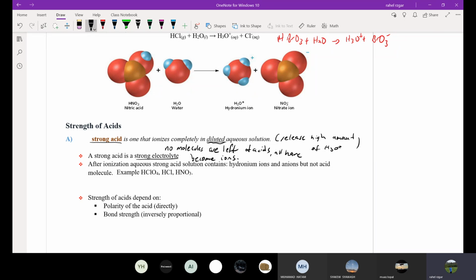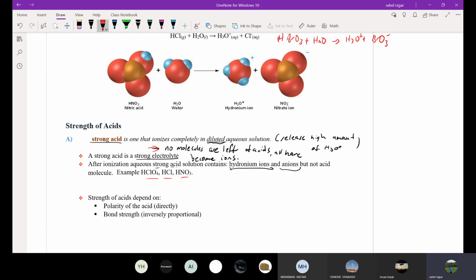The same note: after ionization, an aqueous strong acid solution contains hydronium ion and anions, that's it, but not acid molecules. See, the same as this rule or this note: no molecules are left of acids, all have become ions, such as HClO4, HCl, HNO3. I'm going to teach you how to recognize strong acids and weak acids, but for now we are just talking about their principle, their explanation only.